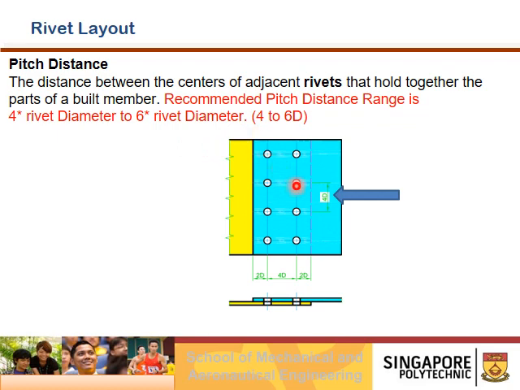Example, let's say the rivet diameter is 4 mm. So the range is 4 times 4 mm, which is 16 mm, to 24 mm. Anything between 16 to 24 mm is a recommended pitch distance based on this recommended calculation.